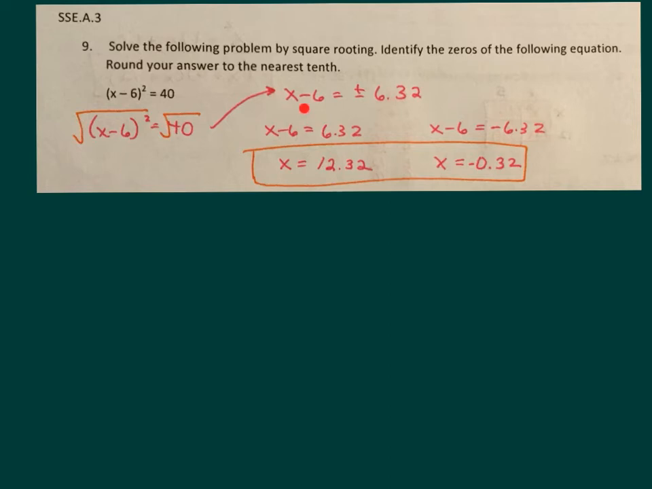So then I ended up with x minus 6 equals plus or minus 6.32, okay? Because that is what the square root of 40 is. Yes, you could have put 6.3. That would have been fine in this problem because they did say nearest tenth. Then I'm just solving them. I separated them to x minus 6 equals 6.32 and x minus 6 equals negative 6.32. Added 6 to both sides of these, and I get x equals 12.32 or 12.3 since it said nearest tenth, and x equals negative 0.32 or negative 0.3.